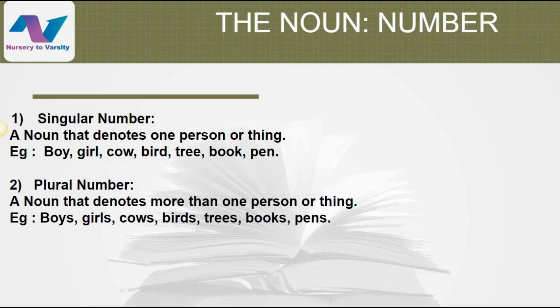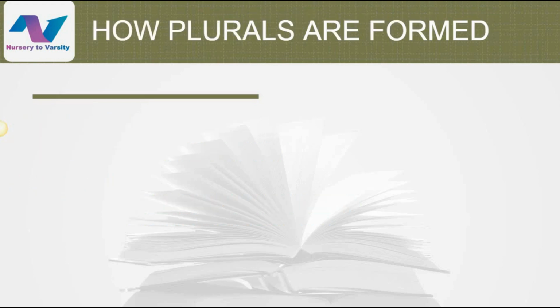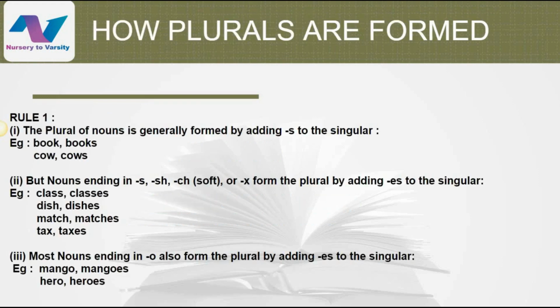If I say a boy, that is a singular number. But if I say boys, that is the noun in plural form. Girl to girls, cow to cows, and that's how the list goes on. Now, how can we convert the plural form out of the singular form? From this slide, we'll cover all the rules one by one, starting with rule number 1.